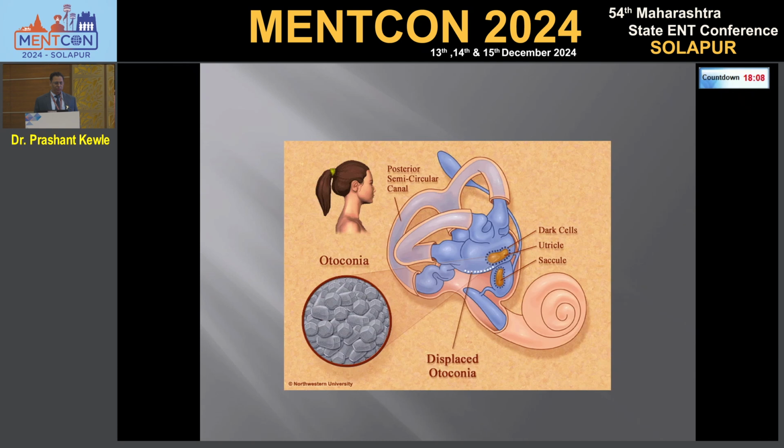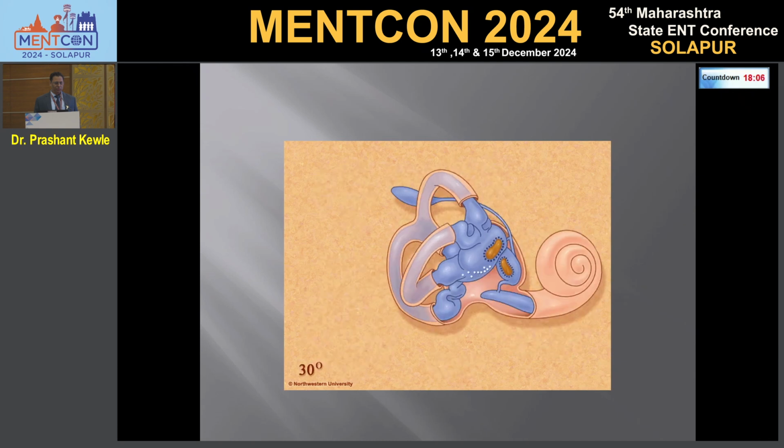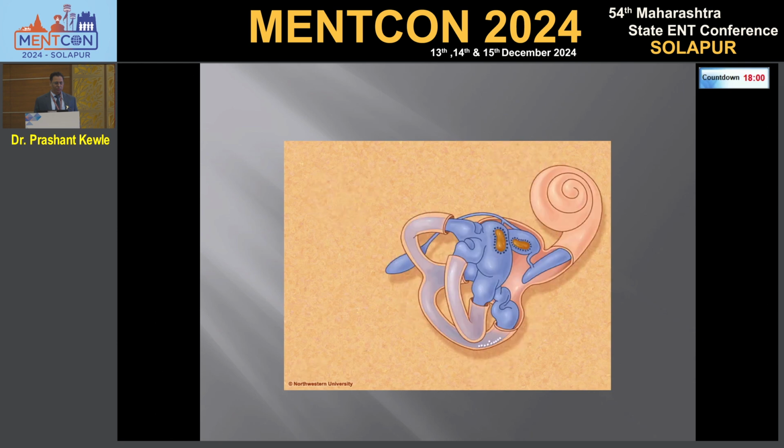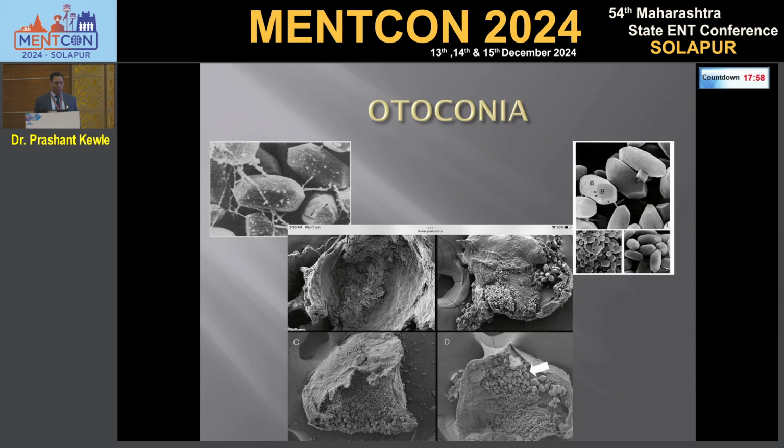The particles are in the utricle and they get going via the crus commune and they get trapped into the posterior canal. That is the commonest canal which is involved. So now something about this otoconia. See, these otoconia are on the utricle. So this is the utricle. In the base, you have the macula, and on that, these otoconia are attached. So this is how the orientation is there.